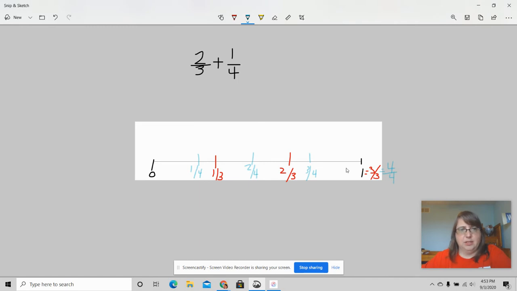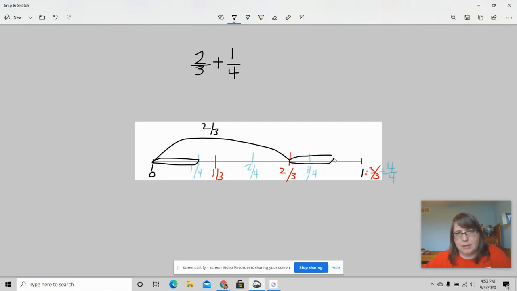So here's the challenge here. If I'm going to add these two together, I'm going to have 2/3 plus a fourth. Now, a fourth is the length of this space right here that I want to add on to here. So I know it's somewhere past 3/4, but I don't know exactly what that number is.